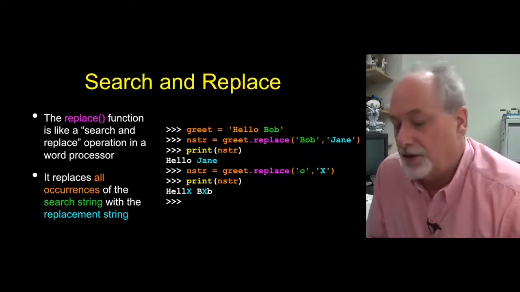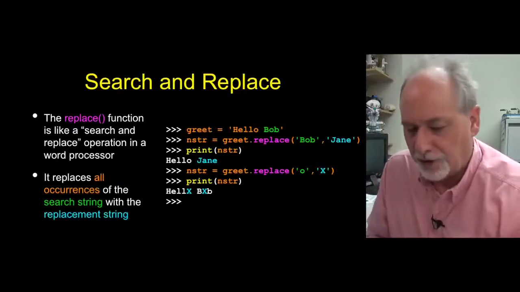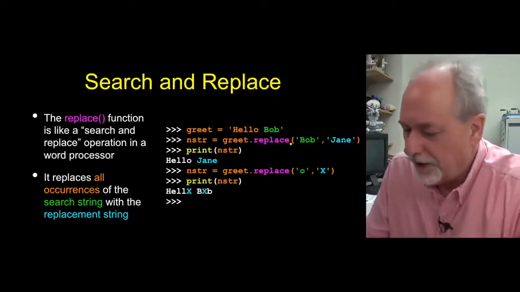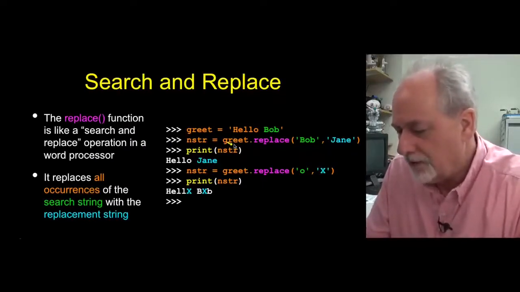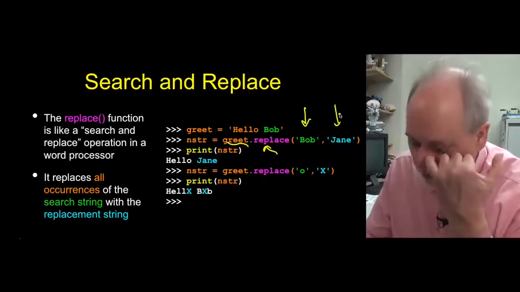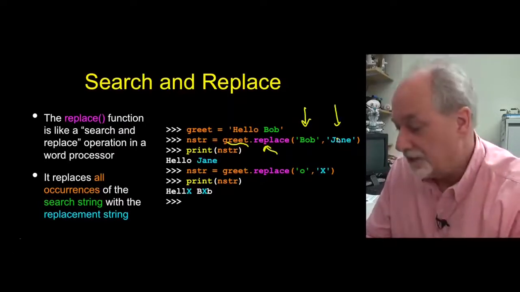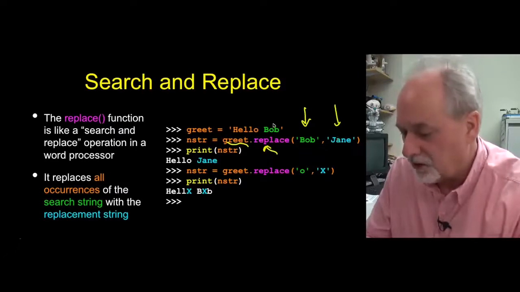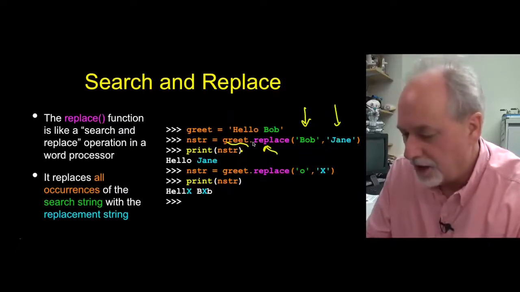Search and replace is super useful, super duper useful. And it's pretty clean. Here we have a string and we use the replace method. In this case, we're passing in the old and the new. Bob, replace all Bobs with Janes. And so that takes this hello Bob and turns it into hello Jane. Again, greet is unchanged.